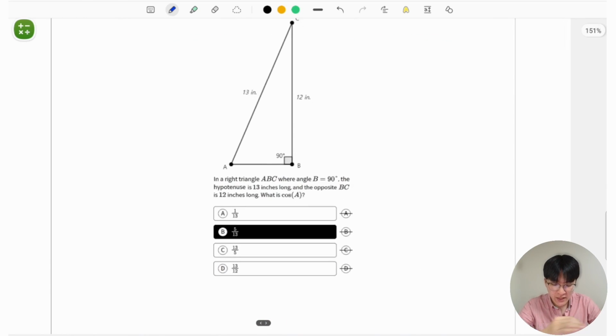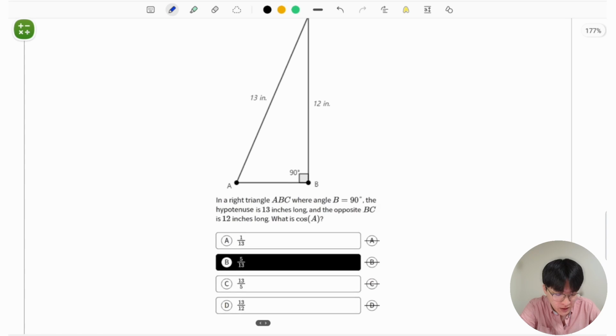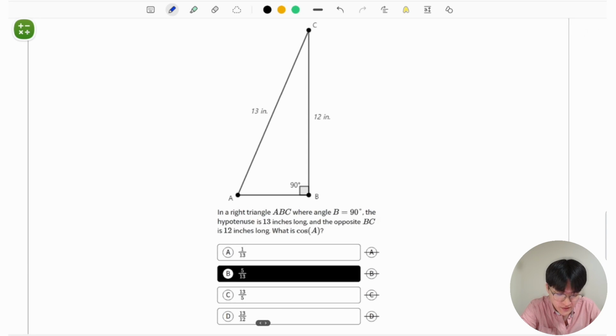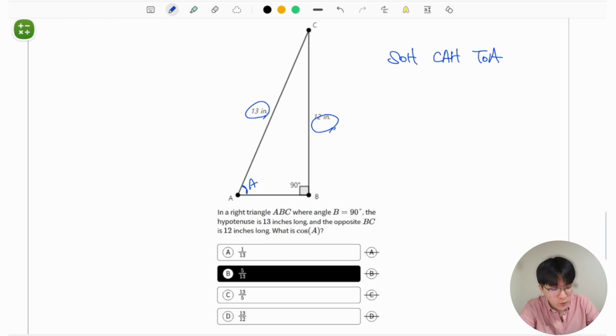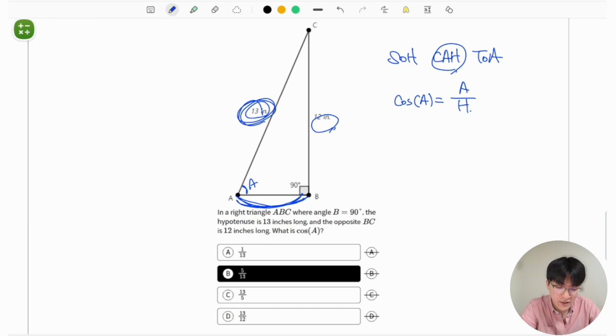All right, question number 10. In a right triangle ABC where angle B is equal to 90 degrees, the hypotenuse is 13 inches long. And the opposite BC is 12 inches long. What is the value of cosine A? Okay, so cosine A, so this is angle A. And if we want to find cosine A, we need to recall SOHCAHTOA. Okay, and here we're using CAH, which is cosine A in this situation is adjacent over hypotenuse. What is adjacent? This. What is hypotenuse? This. We already know the hypotenuse is equal to 13. We don't know the adjacent.